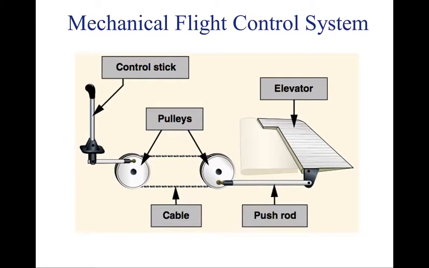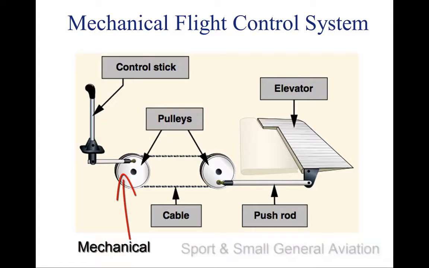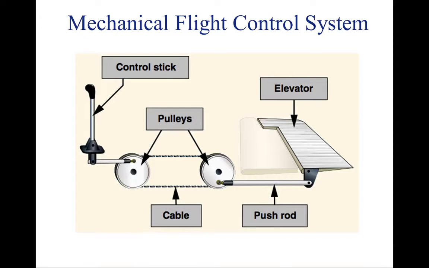Different flight control systems exist for different types of aircraft. The most basic control systems are mechanical and date back to early aircraft. They are used today on sport and small general aviation aircraft in which the aerodynamic forces are not excessive. They operate by mechanical connections between the control stick and the control surface. In this case, the control stick is attached by pulleys to the elevator.